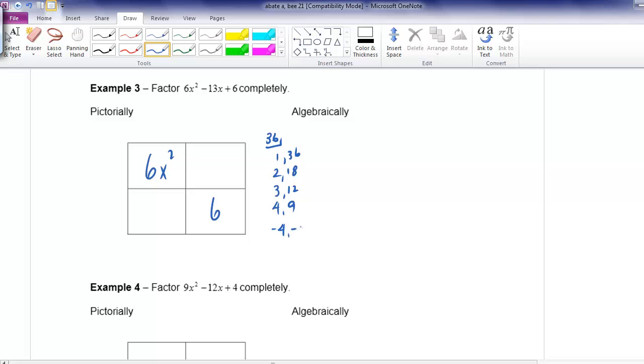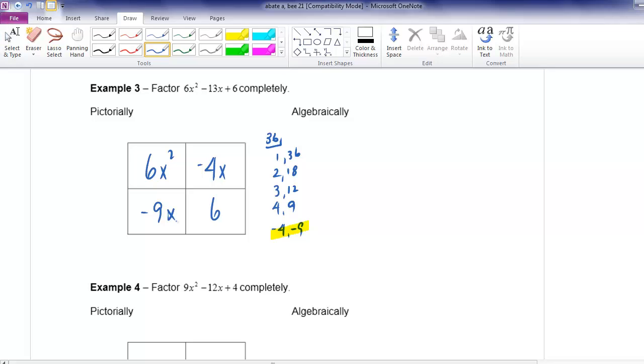So negative 4 and negative 9 multiply to positive 36 and they add to negative 13. And this is the pair I want. So I'm going to insert those. It doesn't matter where you put them as long as we are consistent diagonally. And now pictorially, I'm going to go ahead and figure out the dimensions.